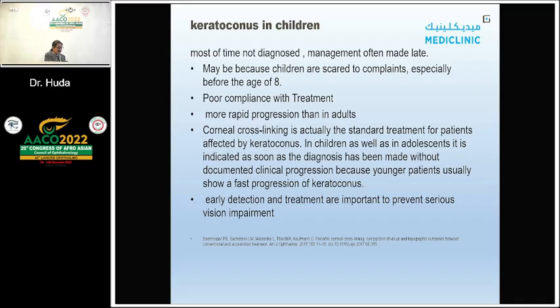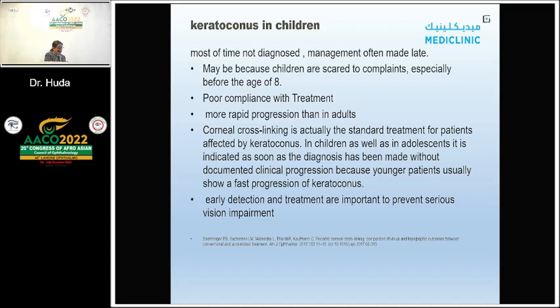In children it is very important. Why? Because usually children don't complain, they don't say what they have, unless we find poor vision, and when we do the investigation, we find that they have keratoconus. Also, it's important to note poor compliance. They don't put in the treatment unless the mother runs after them. This makes the disease more progressive. And as we said, they have more rapid progression than adults.